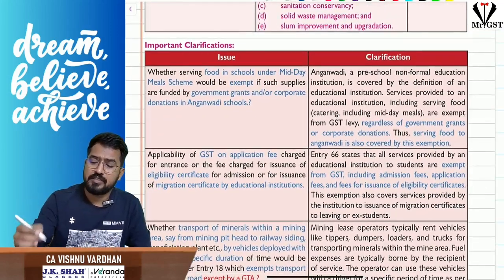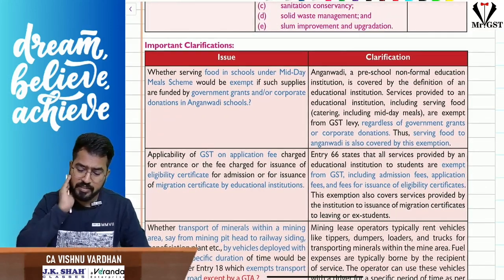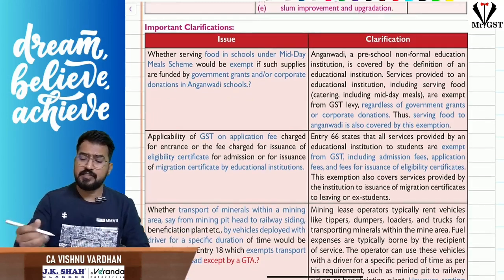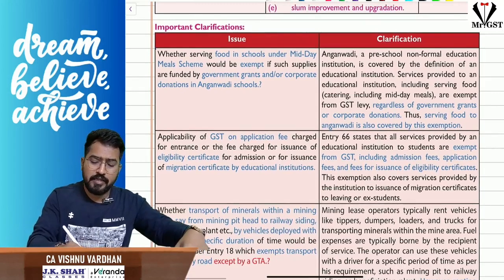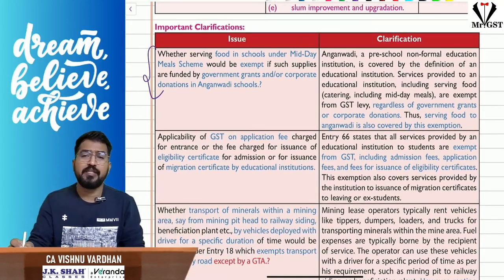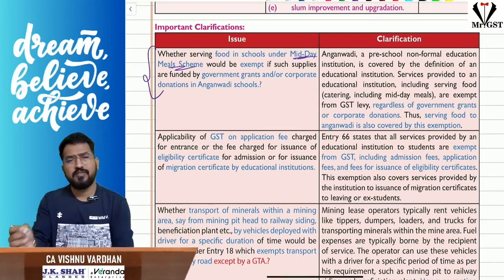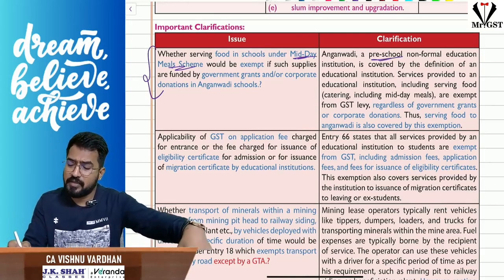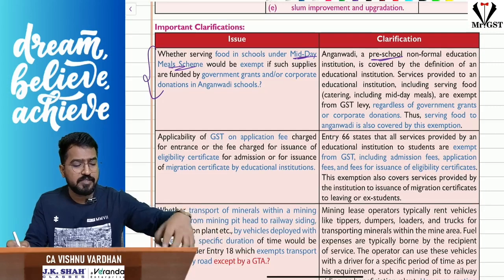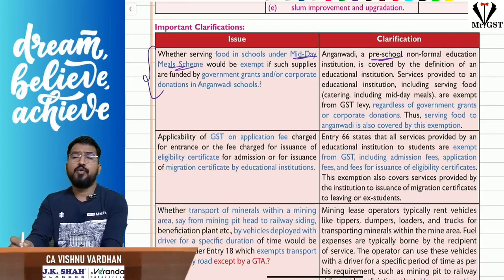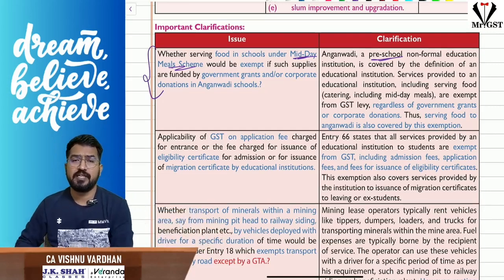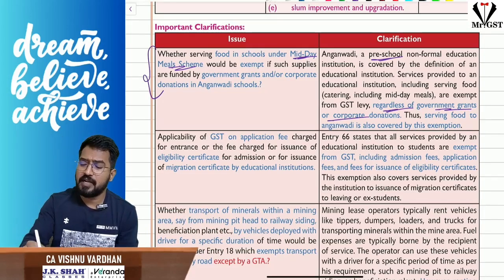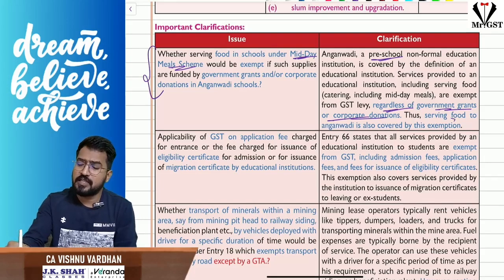So clarifications, important clarifications for you. See, first one. If you see the clarifications, this one we have already seen. Regarding the Anganwadi schools, for them we are providing this midday meal scheme program, all that stuff. So Anganwadi schools are very much covered within the definition of preschool, and hence whatever midday meal scheme programs we are providing to them, no matter who is funding that, who is providing the consideration, whether the government or NGOs, if you remember, regardless of government grants or corporate donations, whatever it is, that is covered under this exemption.